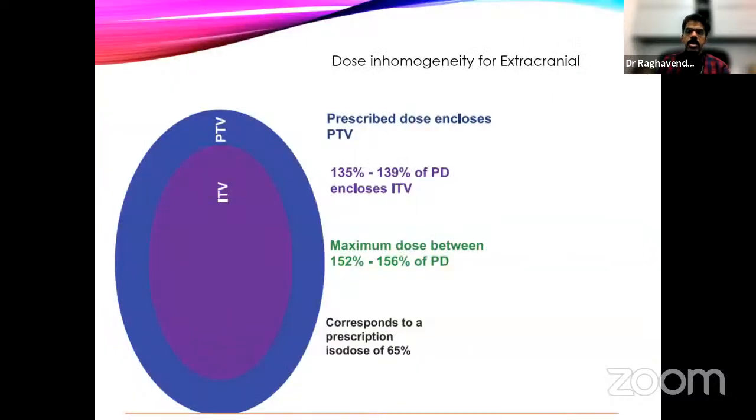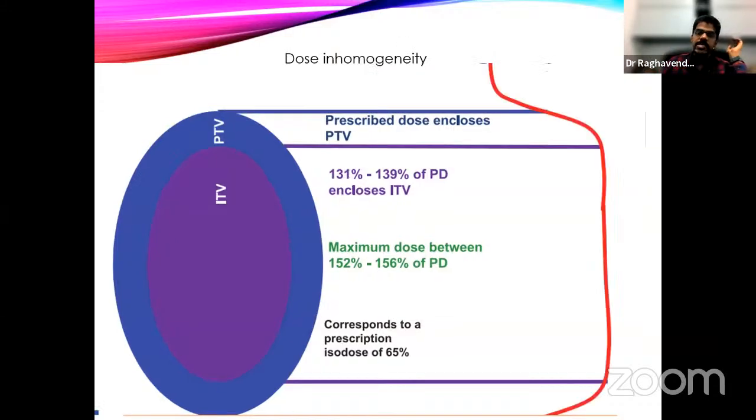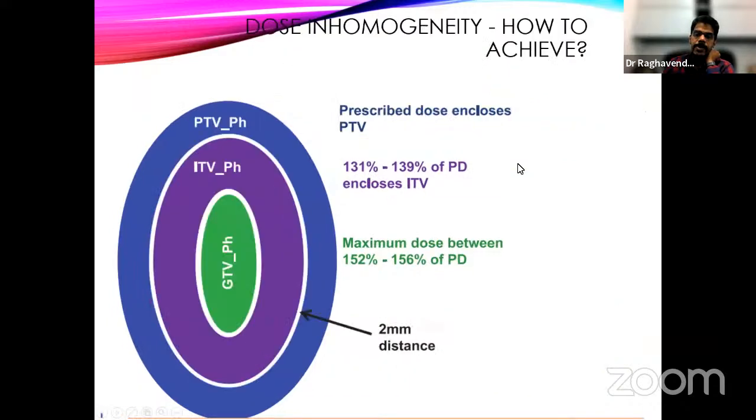So why do we need dose inhomogeneity for extracranial cases? As I said, this is the gradient factor which we want to prescribe here. If I prescribe at the low isodose line, the sharp dose fall will happen. How I achieve it is, I create a planned ITV and planned GTV, and between them I keep a margin of about 2 mm, and I give a differential dose to each of these.